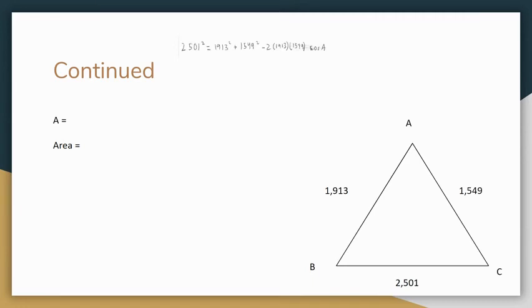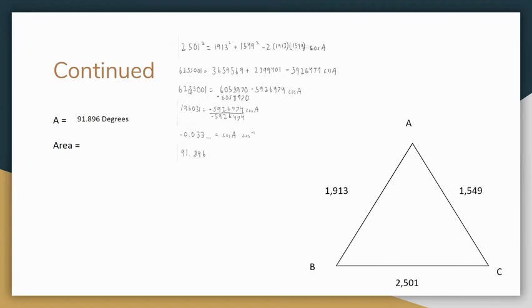Hold on with me. These numbers are going to get big. So you have 6,255,001 equals 3,659,569 plus 2,399,401 minus 5,926,474 to the cosine of A. Combine like terms, and then combine these two like terms together. Subtract that out to get that over here, to get 196,031 equals negative 5,926,474 cosine of A. Subtract that 5 million, we get negative 0.33, hold that number. Cosine of A, take the inverse cosine, we get that A is 91.896 degrees.